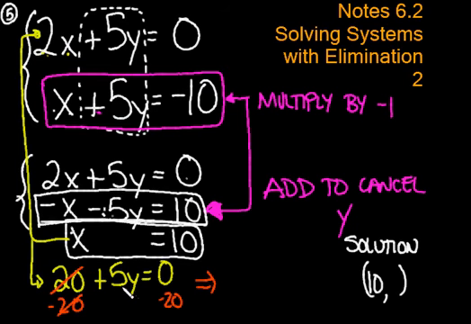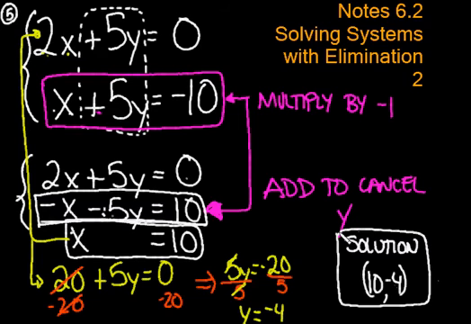Oh, so the 20s cancel out. I'm left with 5y equals negative 20. The last step, divide by 5. So y equals negative 4. So our solution is 10 comma negative 4.